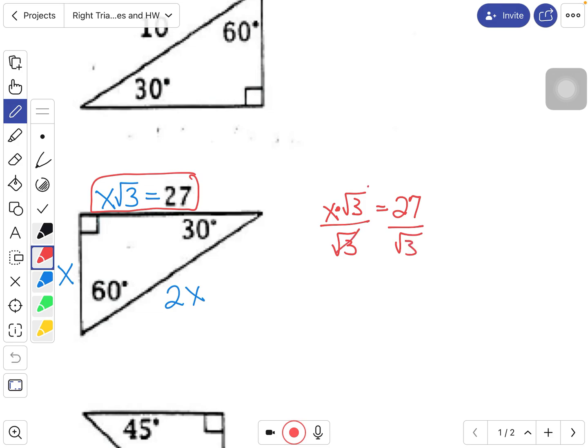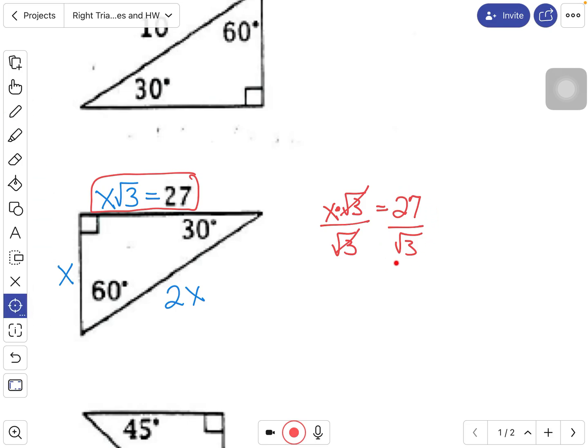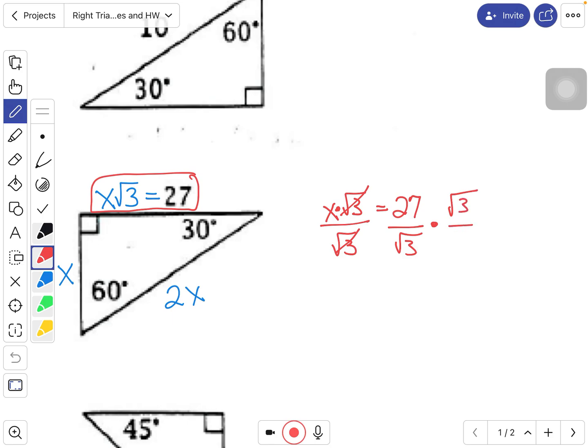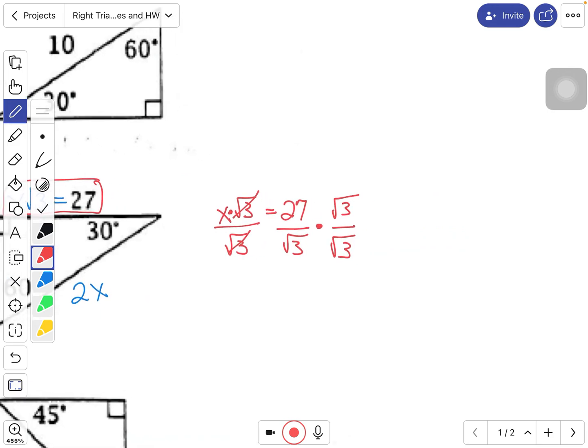For you Algebra 3 fans and friends that were really good at Algebra 2, you might recall that we are not allowed to leave a radical in the bottom of a fraction. So it's at this point in time I do have to multiply the top and bottom of that fraction by the square root of 3. When I multiply fractions, I can multiply straight across. So I'm going to multiply 27 times the square root of 3. And then when I multiply across the bottom, I have the square root of 3 times the square root of 3, which is the square root of 9.